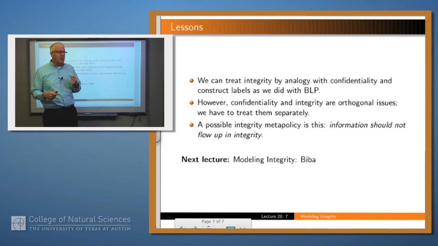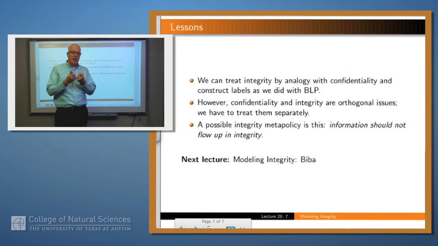So what have we said in this lecture? We said that we can treat integrity analogously to the way we treated confidentiality and give labels, just as we did in confidentiality and in BLP. However, it's important to remember that confidentiality and integrity are actually orthogonal, and so we shouldn't ever make the mistake of having one label and viewing it as both a confidentiality label and an integrity label. And a possible integrity policy, something that we want to have happen within our system, is that we don't want bad information to corrupt good information, i.e. we don't want low integrity information to flow up in the system.